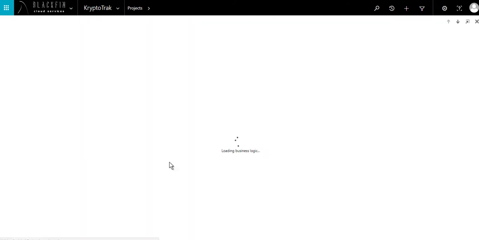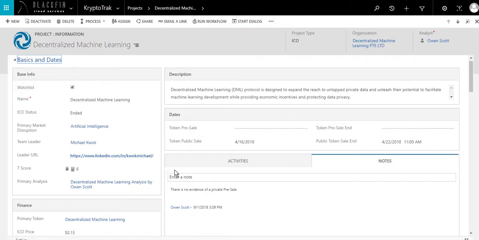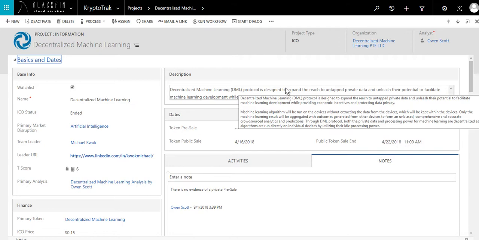Go ahead and open decentralized machine learning. This is a company that has a very similar vision to Synapse AI. The idea here, as you can see, is a protocol. They call it a protocol, and it's designed to reach untapped private data, referencing the data on mobile devices for the most part. The algorithms will be run on the devices without extracting data from the devices, so the data is going to stay on the devices.